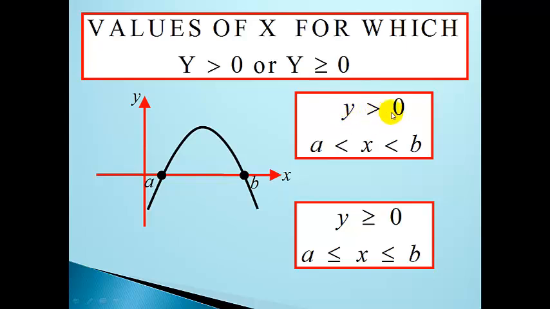But because it's greater than 0, look at the signs. It's a less than sign. So x is greater than a but less than b. Now for y greater than or equal to 0, this means that a and b are both inclusive. So we have a less than or equal to x, less than or equal to b.